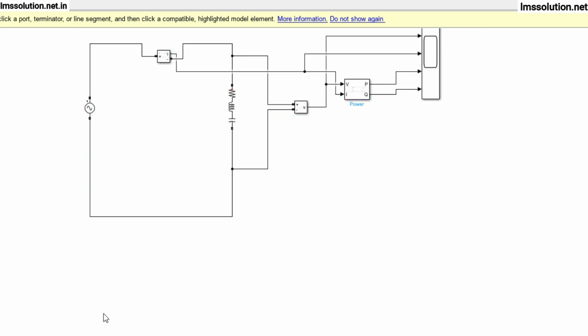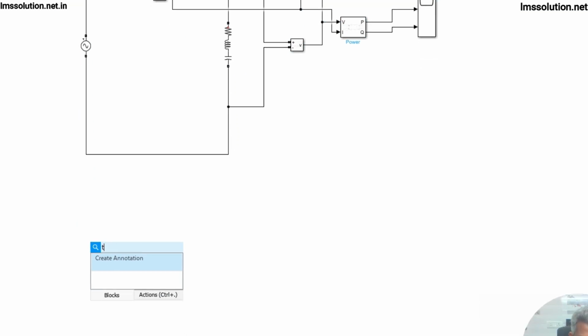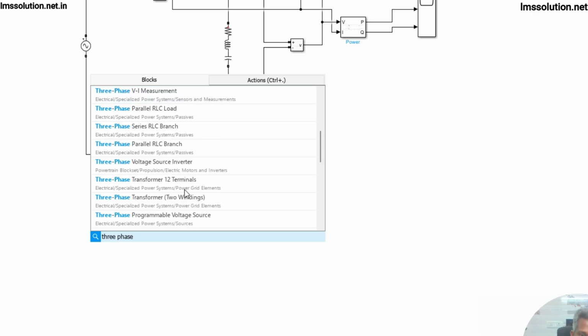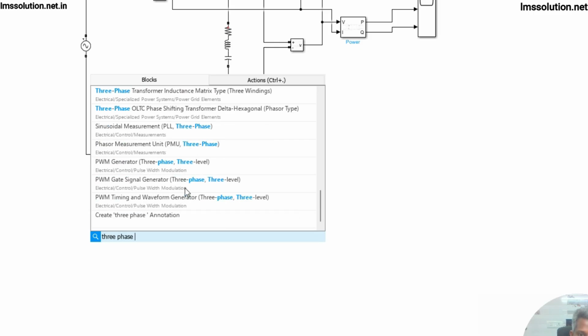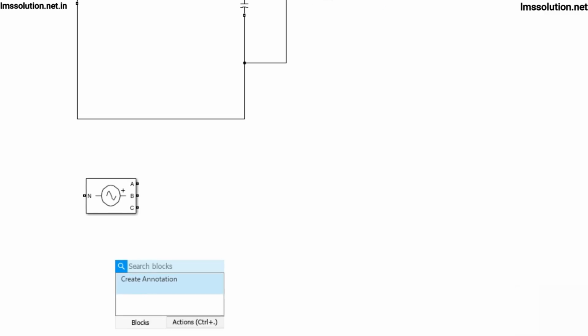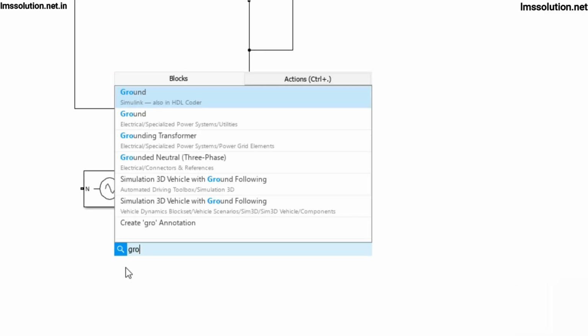So for that we need a three phase controlled voltage source, a three phase programmable voltage source. Just find the three phase programmable voltage source. Here is the three phase programmable voltage source, and then we need ground. Just connect this ground here.